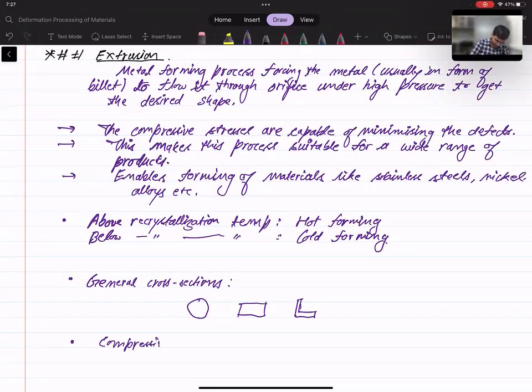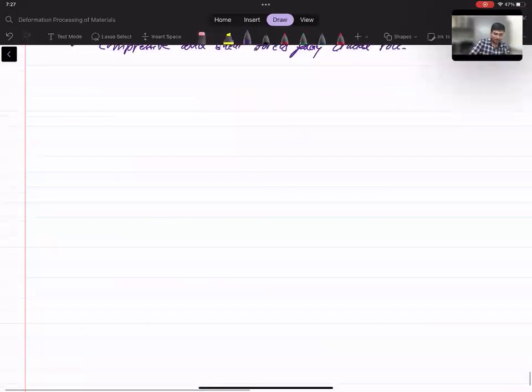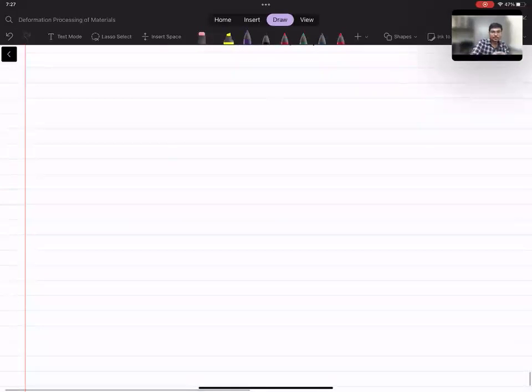Compressive and shear forces play crucial roles. Okay. So these were some concepts, or some points related to the extrusion process.